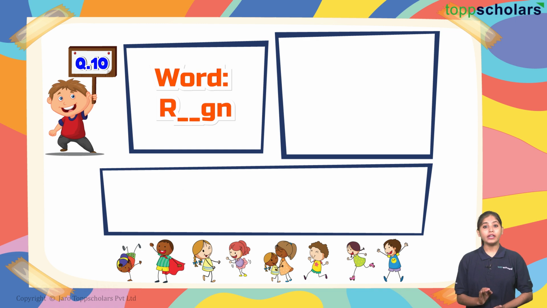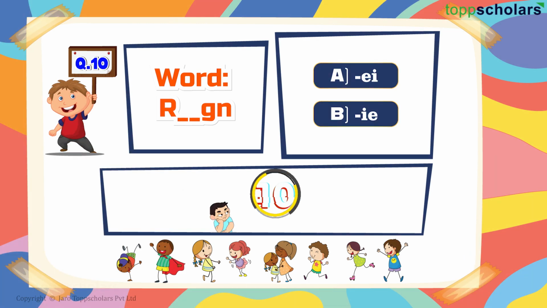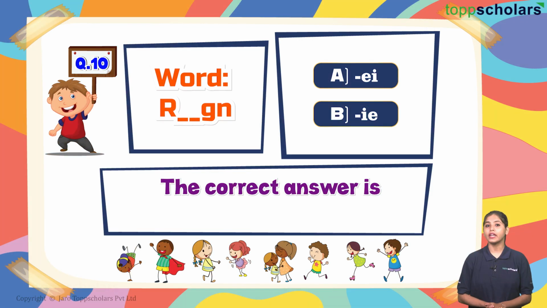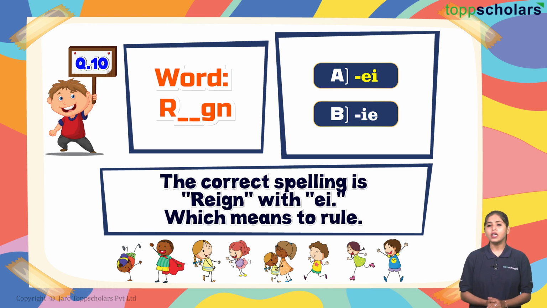10. Word R-GN. The options are EI or IE. The correct answer is adding EI. The correct spelling is reign with EI, which means to rule.